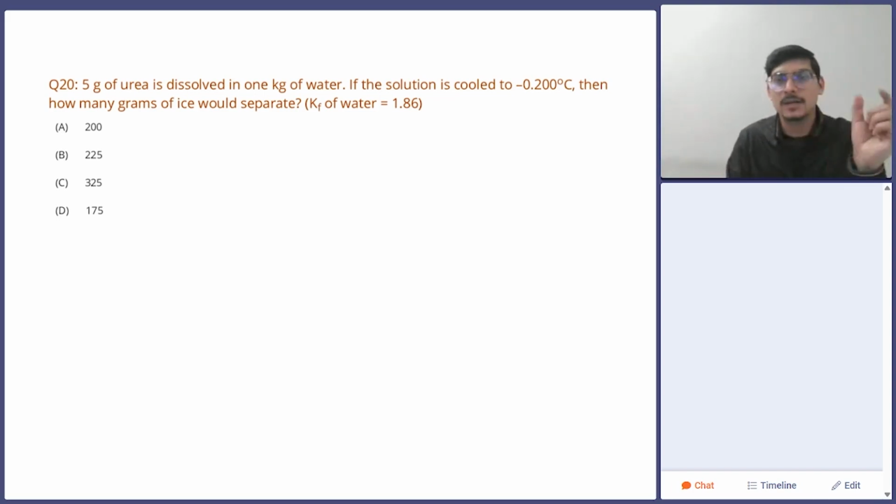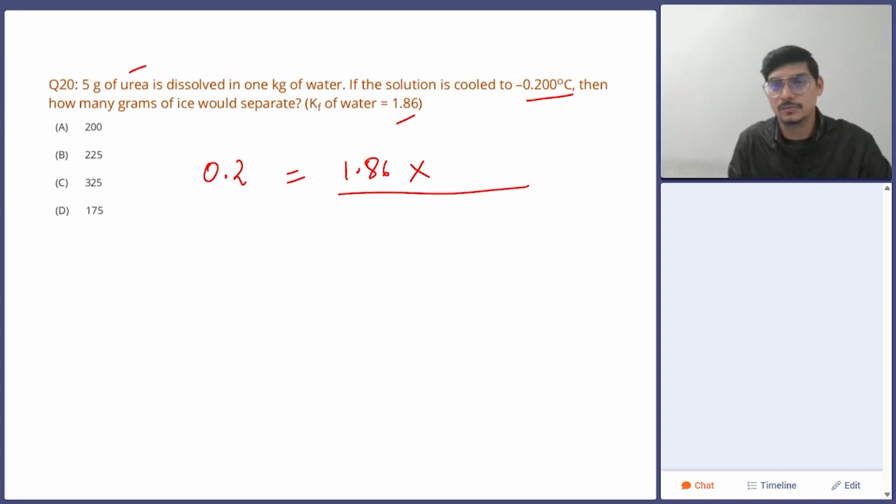So the logic here is that whatever temperature of cooling is given, that has to be your depression of freezing point, right? Because we are cooling the solution to that temperature and still there is some solution left. So the depression of freezing point is 0.2. It is a positive number, 0.2 degrees Celsius or Kelvin. Then the van't Hoff factor will be 1 because urea is non-dissociative. Then the value of Kf is 1.86. So when the solvent is separating, ice is separating, we assume that urea will not come out when water crystallizes as ice. So urea will remain constant, that is 5.